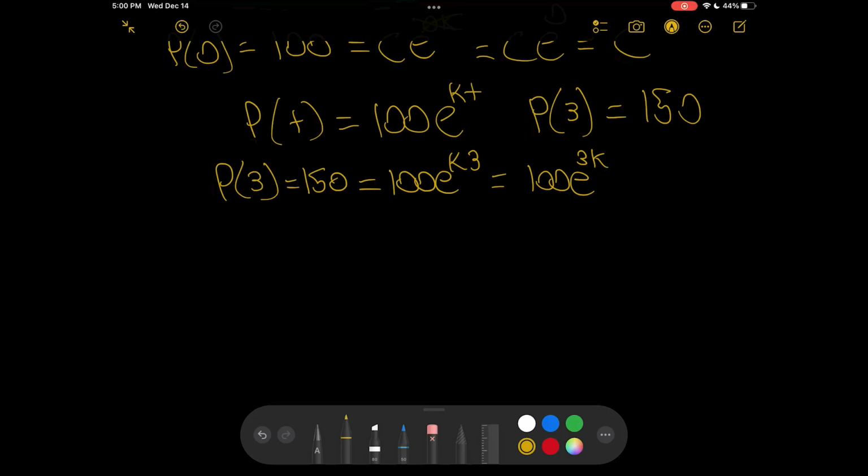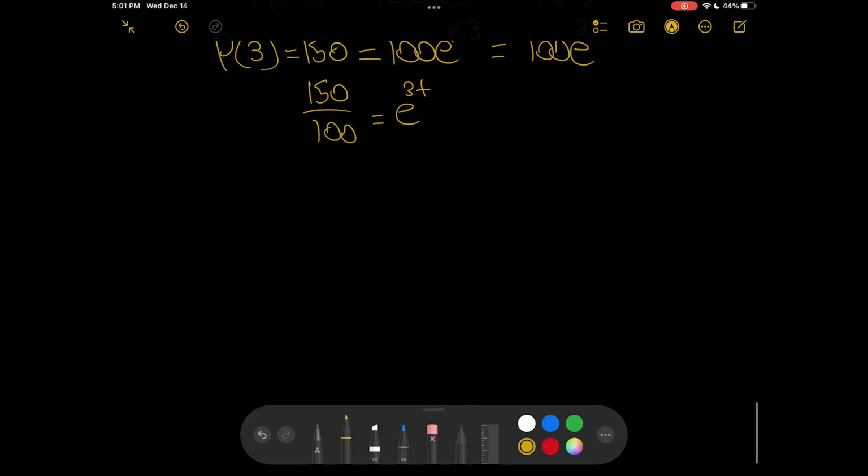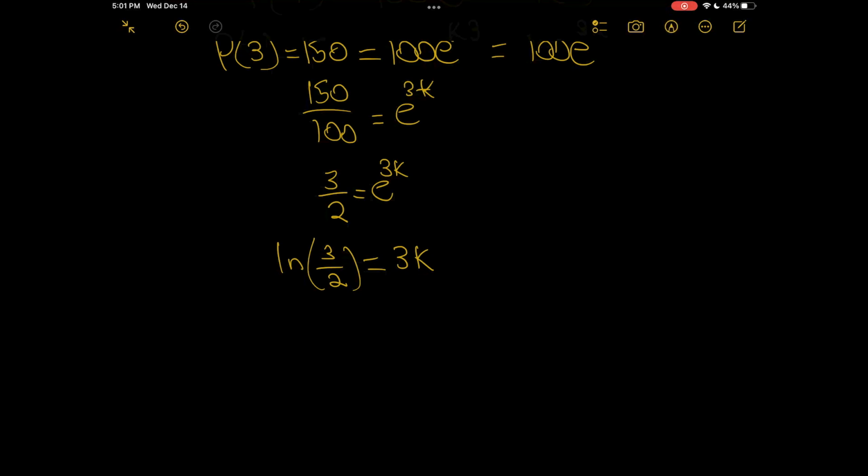And now we're going to solve for k, so we have 150 over 100 is equal to e to the 3k. So we have 3 over 2 is equal to e to the 3k. Sorry, I wrote t here, I meant to say k. So now let's take the natural log of both sides of the equation. So natural log of 3 over 2 is equal to 3k, because the natural log of e cancels it out.